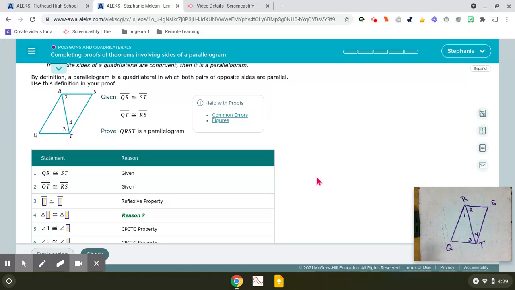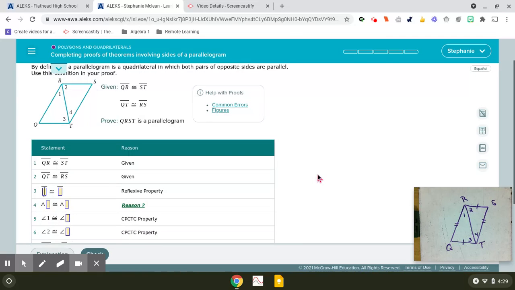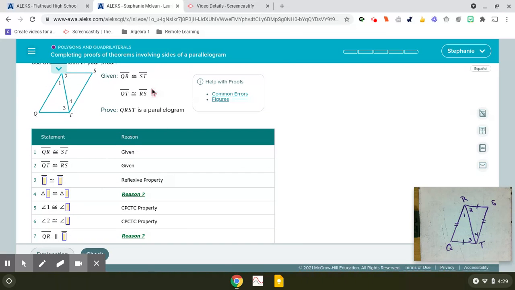Okay, there's my parallelogram. They tell us that QR is congruent to ST, so the two sides are congruent. They tell us that QT is congruent to RS, so those two sides are congruent. All right, they want us to prove that QRST is a parallelogram. So they send our givens to the proof.